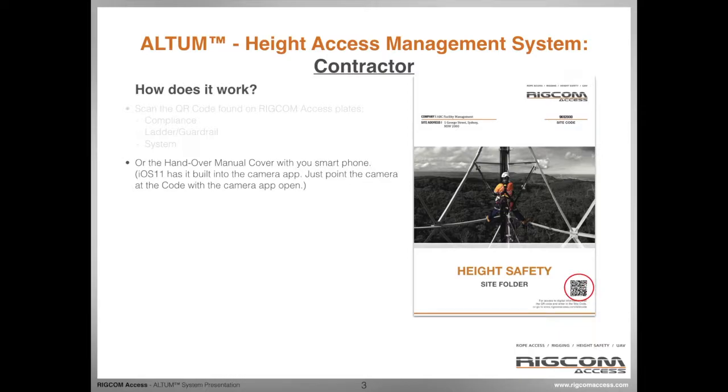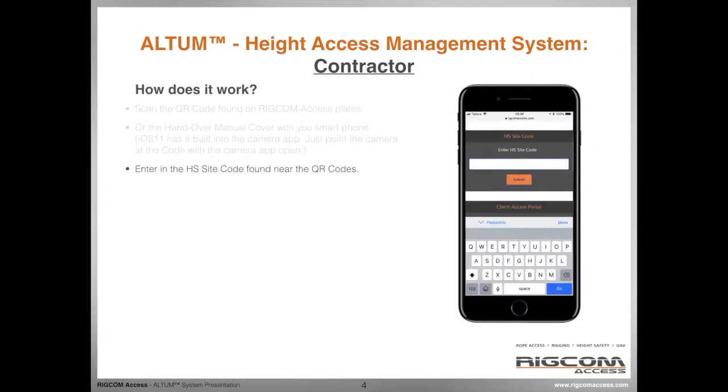Most smartphones nowadays have QR code readers that are downloadable from app stores. However, Apple iOS 11 and above has it built into the camera app. All you have to do is open the camera and point it at the code, and it will take you to the ALTUM website portal.